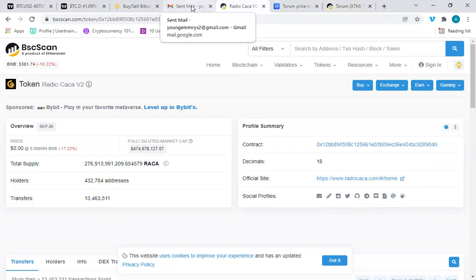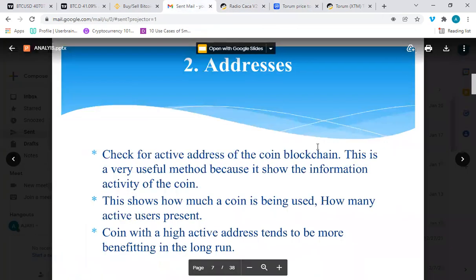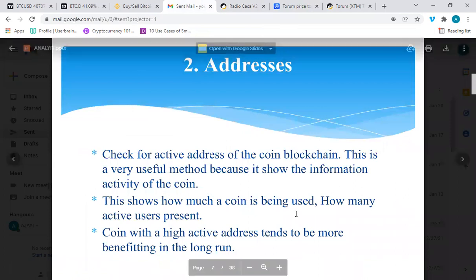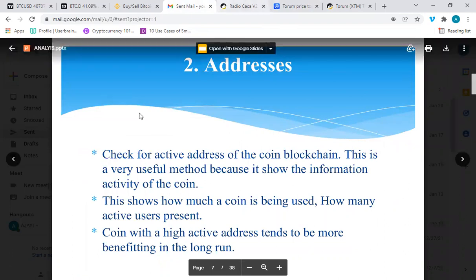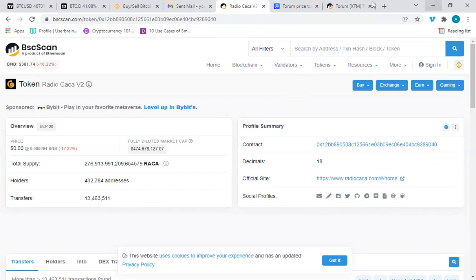So if you are trading on coins that have high addresses, there are always good prospects for them. You understand? I said it shows how much a coin is being used, how many active users are playing it. Coins with high addresses tend to be more beneficial in the long run. Just like this. That's it. Now let's continue.